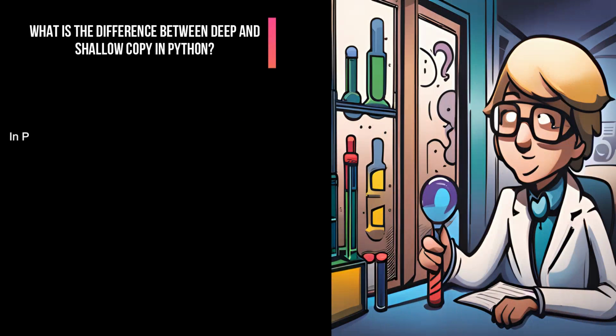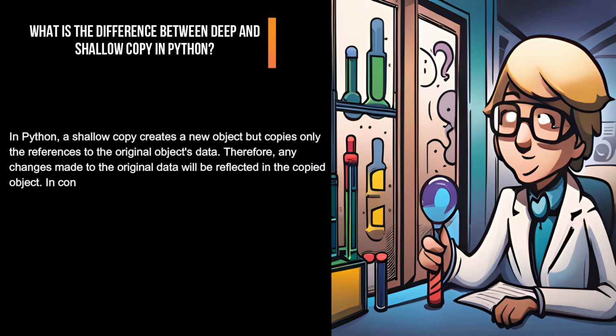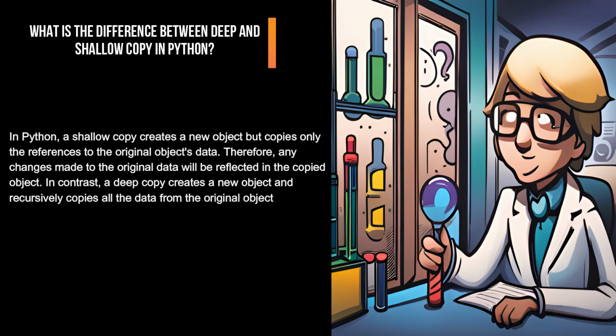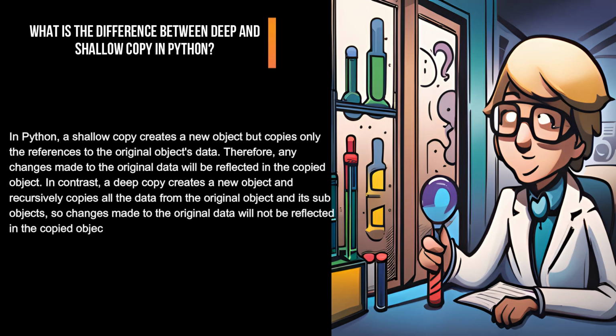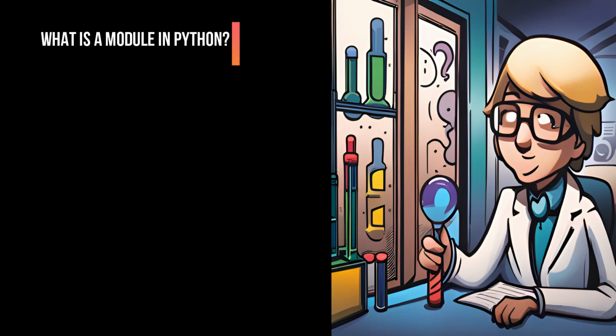What is the difference between deep and shallow copy in Python? In Python, a shallow copy creates a new object but copies only the references to the original object's data. Therefore, any changes made to the original data will be reflected in the copied object. In contrast, a deep copy creates a new object and recursively copies all the data from the original object and its sub-objects, so changes made to the original data will not be reflected in the copied object. Essentially, a shallow copy creates a reference to the original data, while a deep copy creates a new, independent copy of the data.